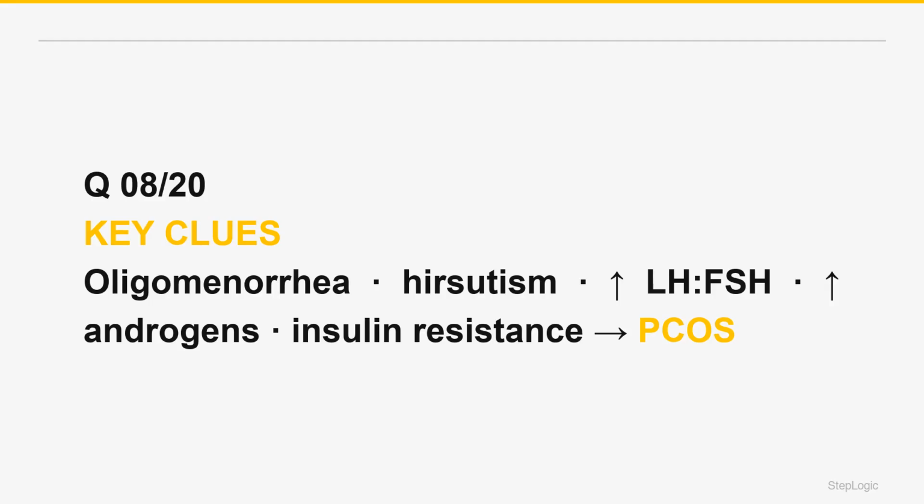The mechanism links hormones and metabolism. Insulin resistance and hyperinsulinemia plus an elevated LH drive stimulate the ovarian theca cells to produce excess androgens, causing hirsutism, acne, and anovulation with oligomenorrhea. Hyperinsulinemia also lowers sex hormone-binding globulin, raising free androgens further. The classic labs are an elevated LH-FSH ratio and high androgens, with ultrasound showing numerous small peripheral follicles.